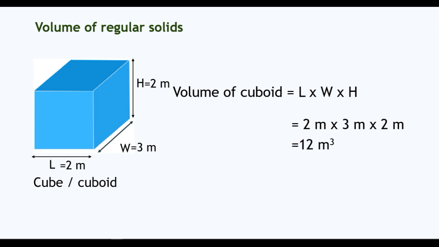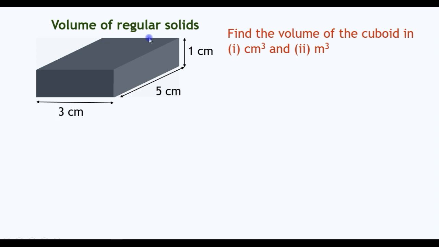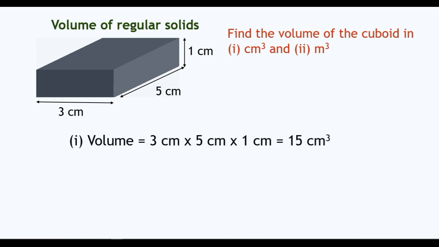For example, let's find the volume of this cuboid shown here. The length of the cuboid is 3 centimeters, the width is 5 centimeters, and the height is 1 centimeter. So if we multiply these dimensions, we will obtain the volume in cubic centimeters. So the volume for the first part is 3 centimeters multiplied by 5 centimeters multiplied by 1 centimeter, and this gives us 15 cubic centimeters.